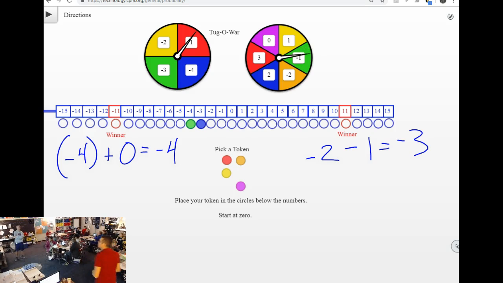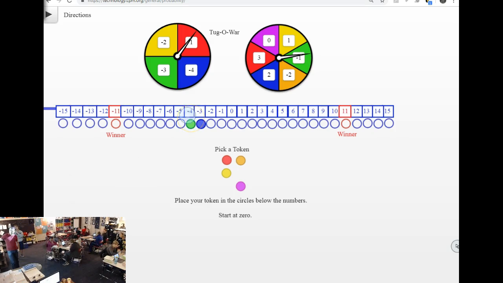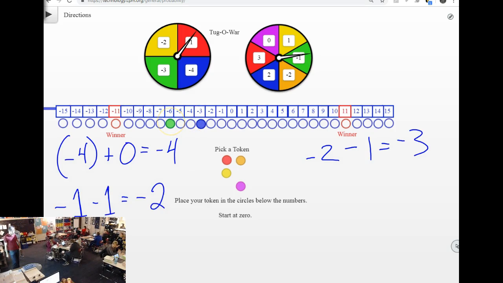I got positive 1 and negative 1. Since I've already gone negative, I'm going to go negative 1 minus 1, which will take me another negative 2. Right, so I move my piece another 2 in the negative direction.